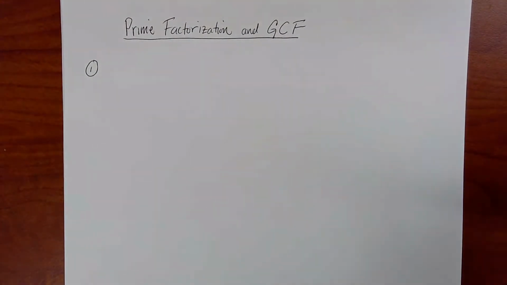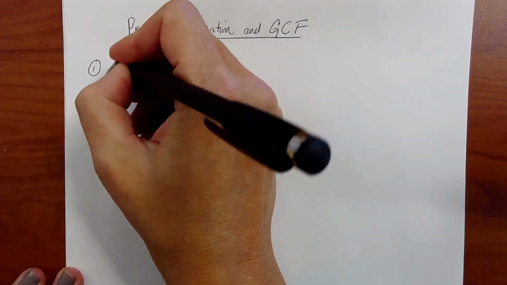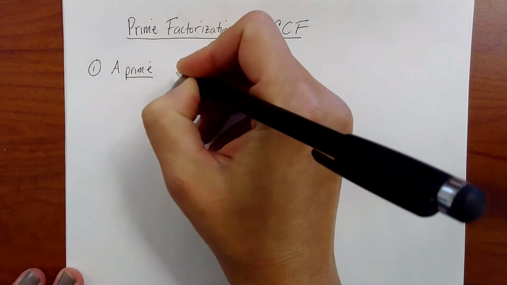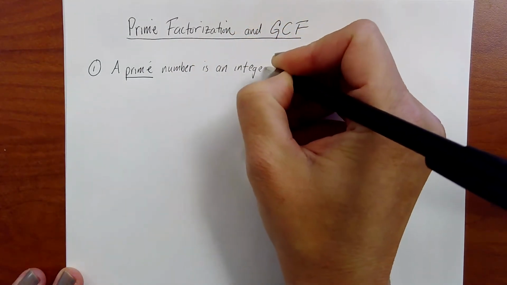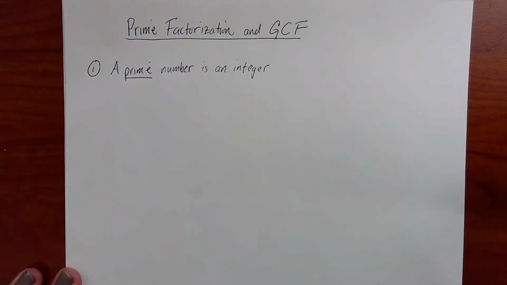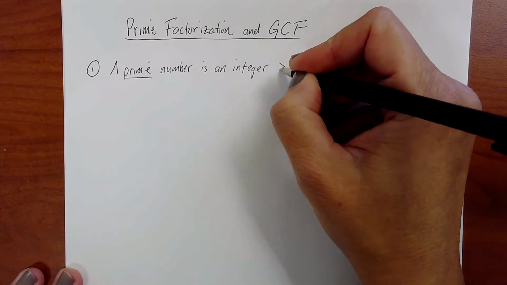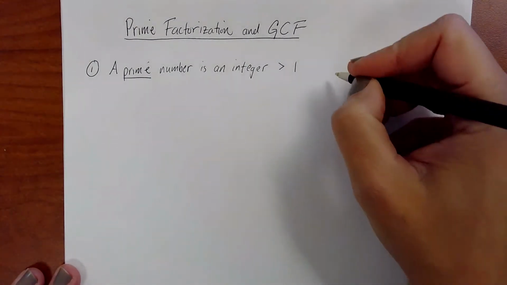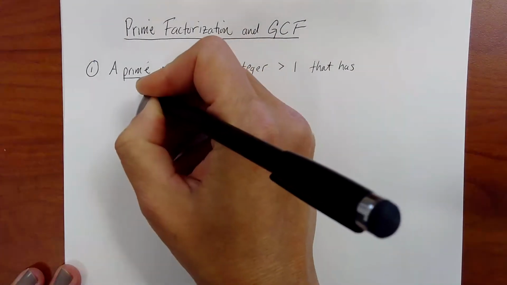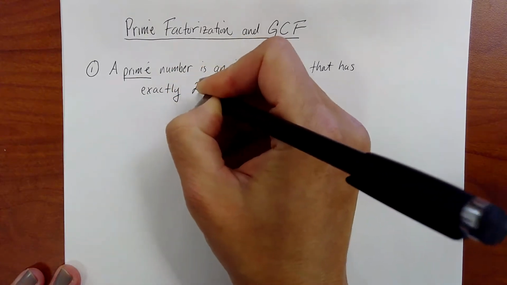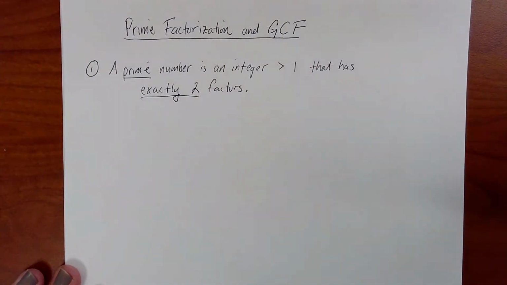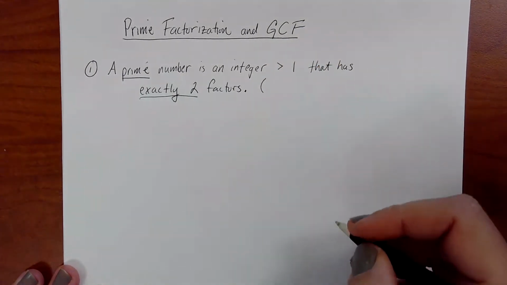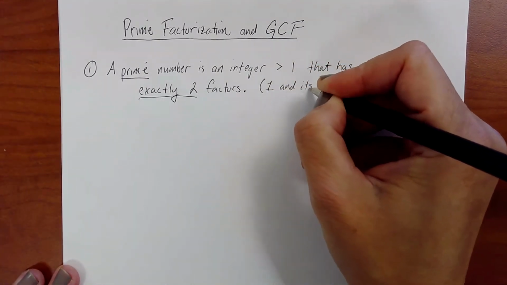So the first thing we need to understand is, first of all, what is a prime number and what is a composite number? So we're going to write down these definitions here. A prime number is an integer greater than 1 that has exactly 2 factors, and that's important, exactly 2. All right, and just so you know, the 2 factors are always 1 and itself.